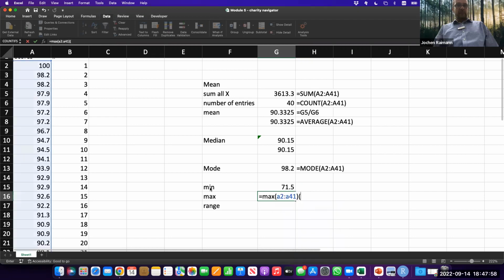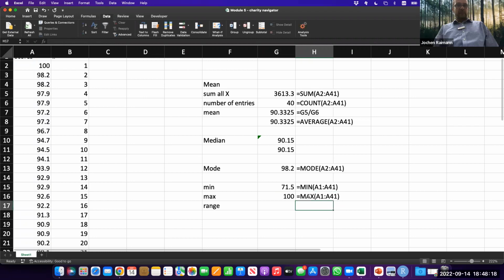Wait, oops. Do you not have to do uppercase? We should make a difference. Oh. The range is basically now min minus max.